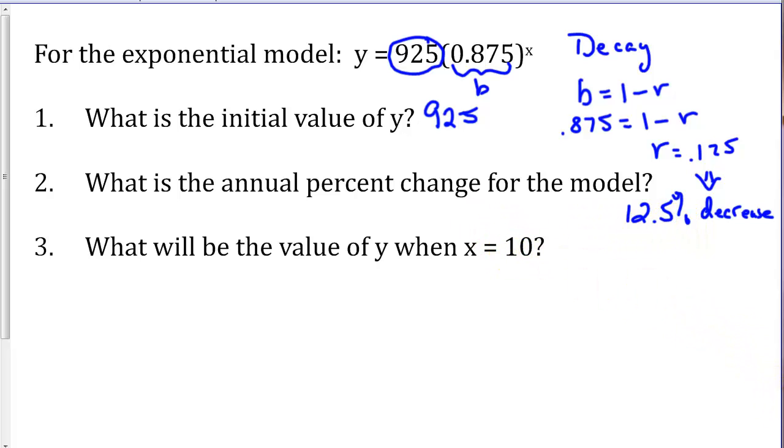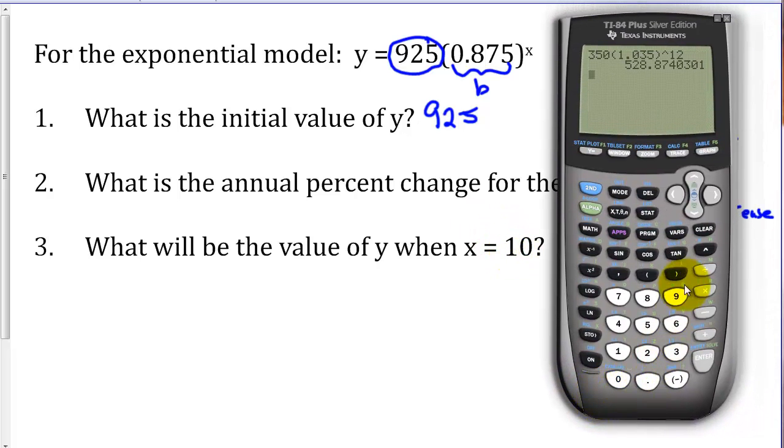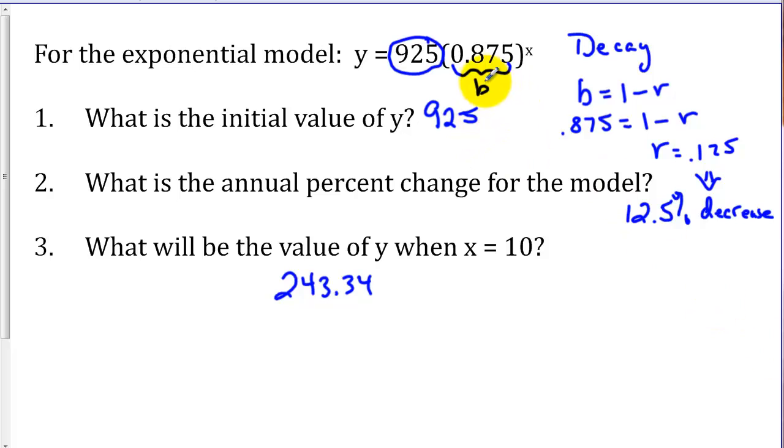Now again, we can plug in 10 for x and do a calculation. So let's calculate that. So we've got 925 times 0.875 raised to the 10th power. So we're just using a calculator here, and we would get for this 243.34 if I rounded to 2 decimal places. Now in these cases, we were given the exponential model and we're just trying to interpret what it meant.